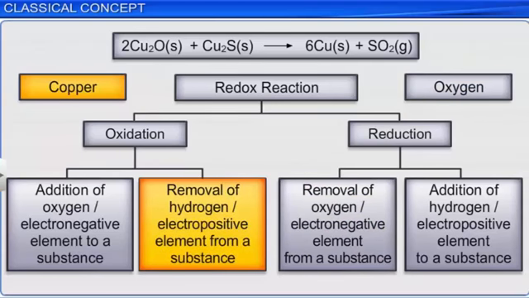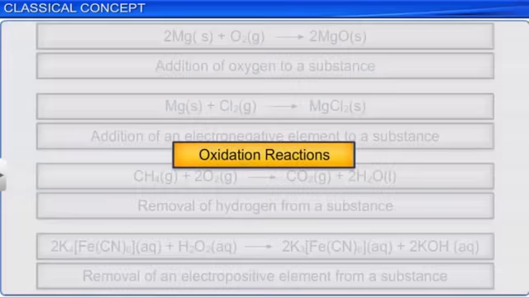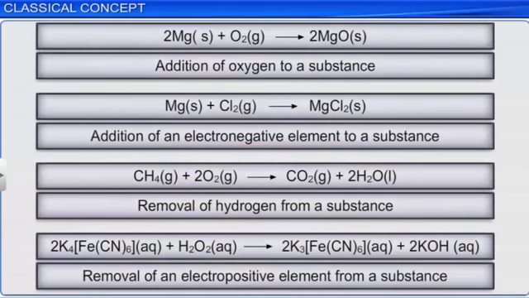According to the classical definition of oxidation, here are some examples of oxidation reactions. In the first equation, adding oxygen to magnesium gives us magnesium oxide. In the second equation, chlorine, an electronegative element, is added to magnesium. The result of this reaction is magnesium chloride.